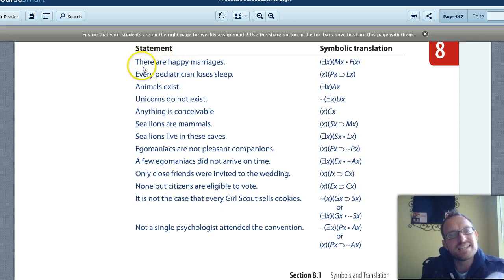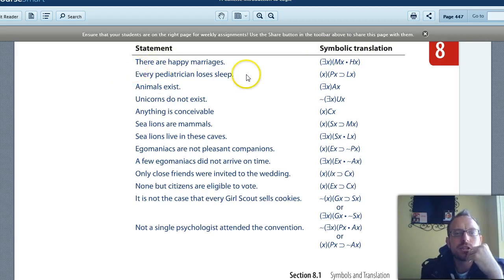It doesn't say that. It says there are happy marriages. But what's the meaning there? The meaning is, when you say there, that some of them are happy marriages. So we're going to translate that really just as some S are P, the way we did our some S are P.